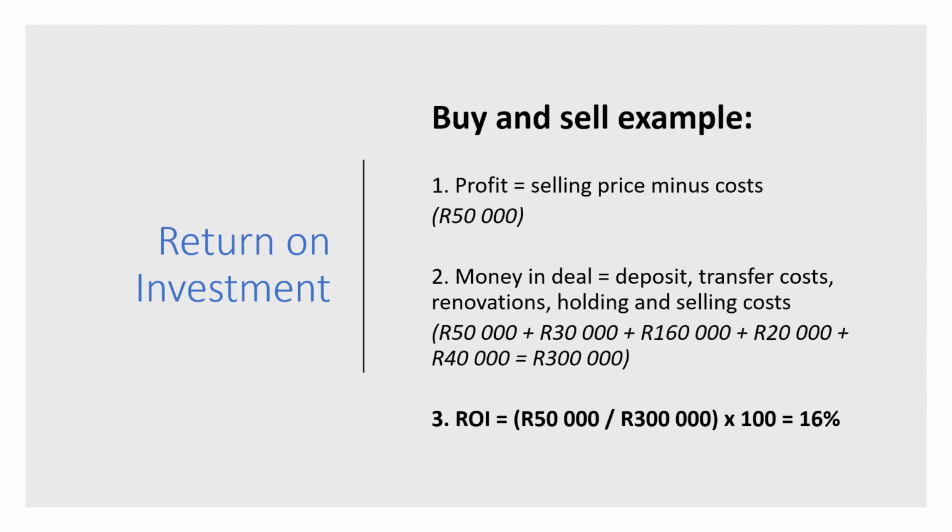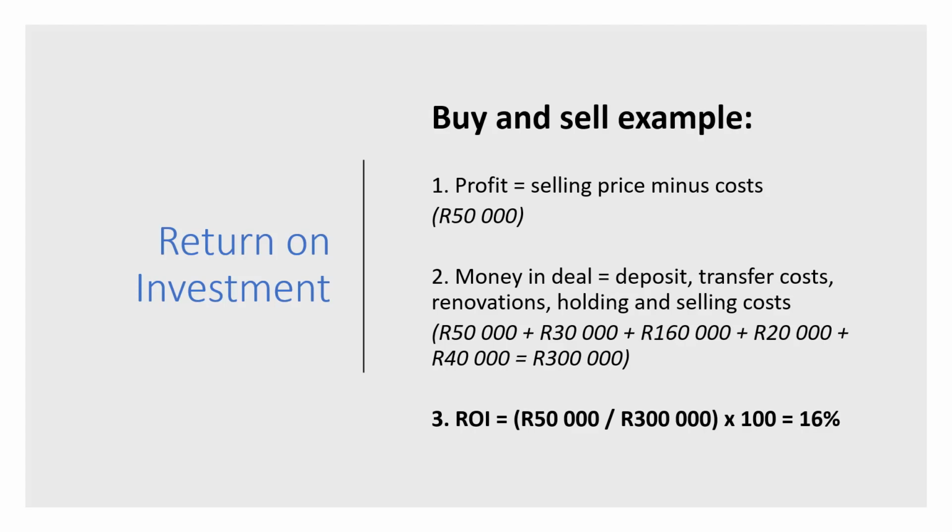If we use a buy and sell example, this is where you buy a property at a discount, you try and force the value of the property to go up, and you try and sell it for a much higher price. The difference between what you sell it for minus what you've bought it for and all your costs is your profit. So that's what I've said here. Number one, your profit is your selling price, what you can sell it for, minus your costs. And let's assume that you're making a profit of 50,000 Rand off your first deal.